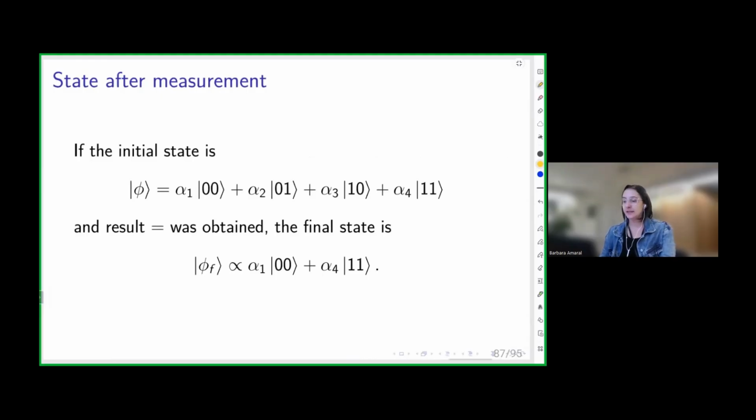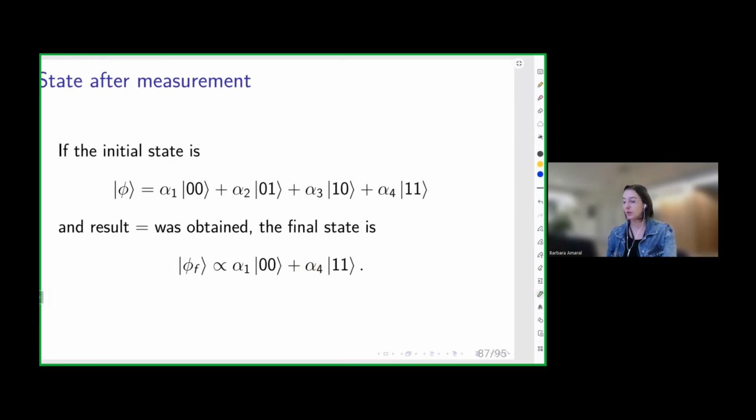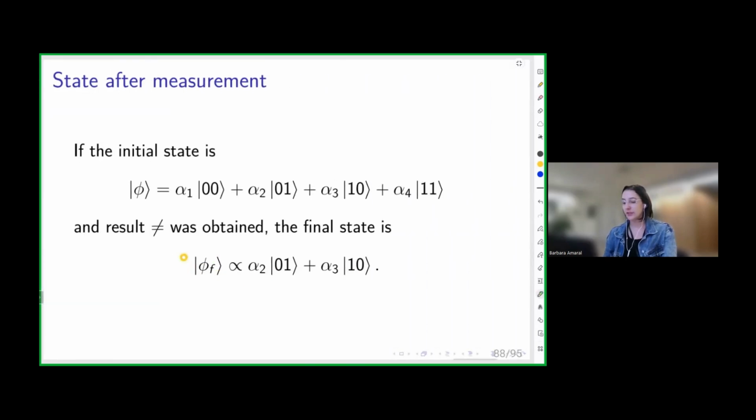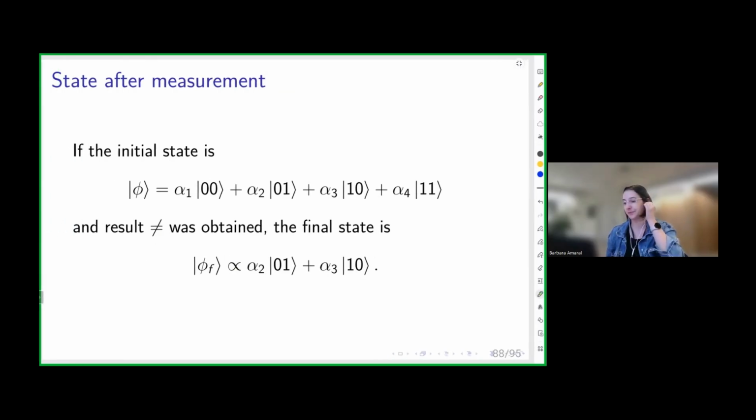Again, the state of the system after the measurement will depend on the coefficients of the initial state. This one is for the outcome equal, and this one for the outcome different. Again, this proportional sign here is because I have to normalize the state to get the final state. I forgot to talk about that. Okay.